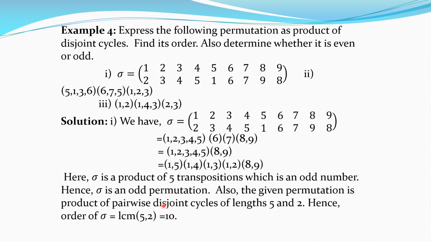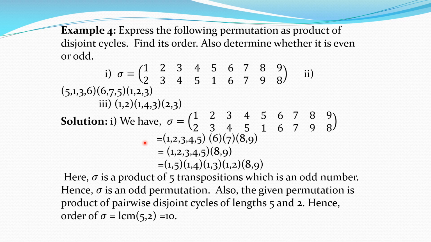Now, here in this example, we have to decide whether the given permutation is even or odd. Also, we have to find its order. First is sigma. It is a permutation on 9 symbols. First, we express it as a product of disjoint cycles. So, 1 goes to 2, 2 goes to 3, 3 goes to 4, 4 goes to 5, 5 goes to 1. So here the cycle gets completed. So we have written this part.